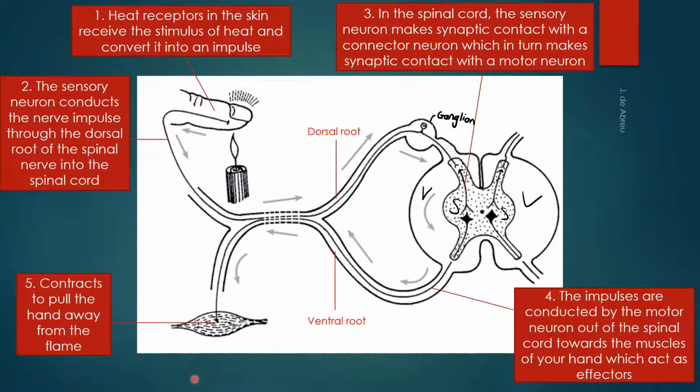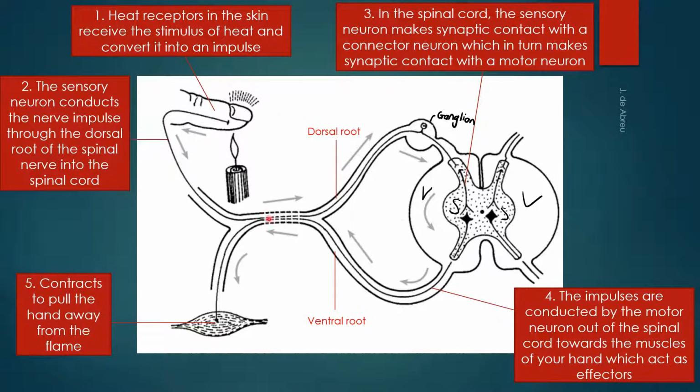Okay, now this is a reflex arc because it's showing the whole path taken. So number one, the heat receptors in the skin receive the stimulus of heat and convert it into an impulse. And now, number two, because it is an impulse, the sensory neuron can conduct this nerve impulse through the dorsal root. So this part here is the dorsal root. This part here is the ventral root. Dorsal means back, ventral means forward. So the sensory neuron comes in at the back of the spinal cord and the motor neuron leaves from the front of the spinal cord.